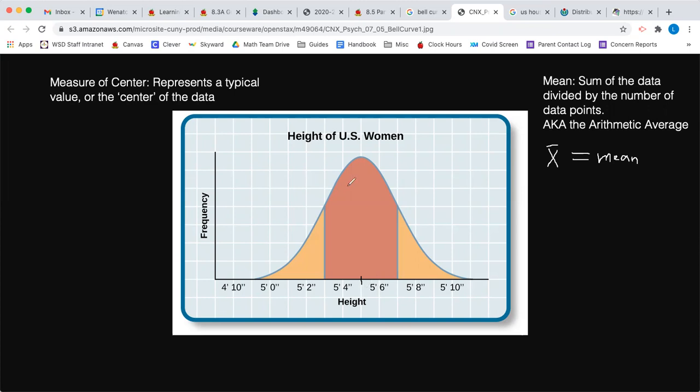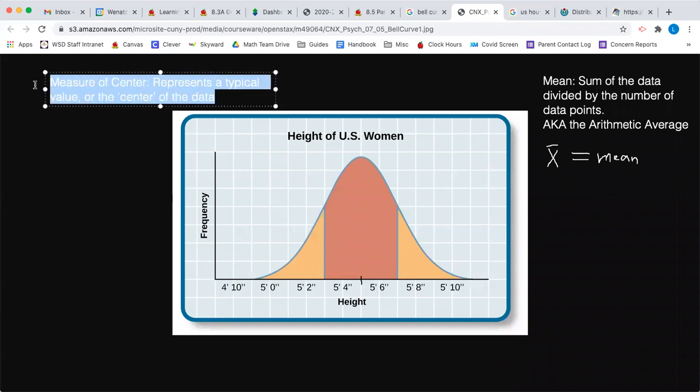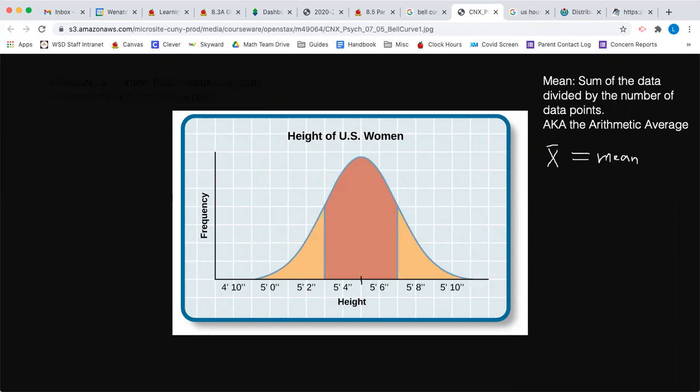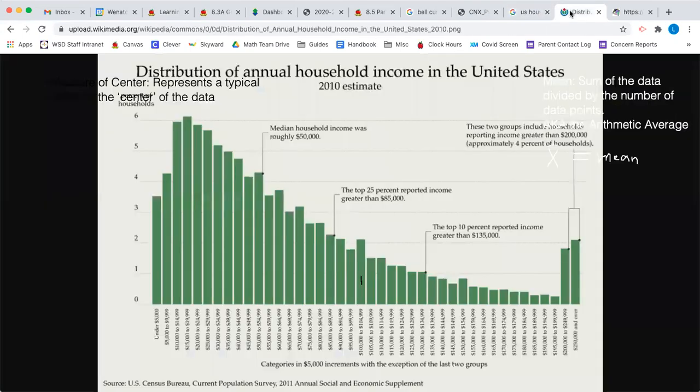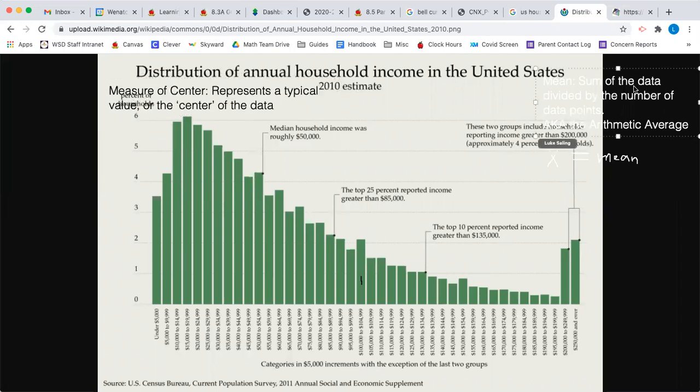All right, so that's our first measure of center. And we are going to go ahead and look at another measure of center as well. And that one will be related to the distribution of annual household incomes in the United States with an estimate from 2010. So I still have my definition for measure of center up here, but now we're going to need to talk about a new measure.